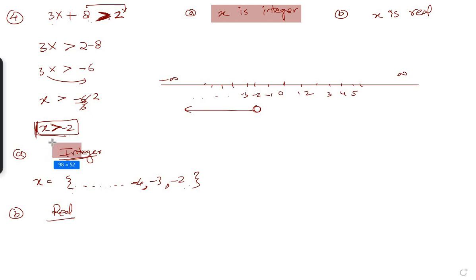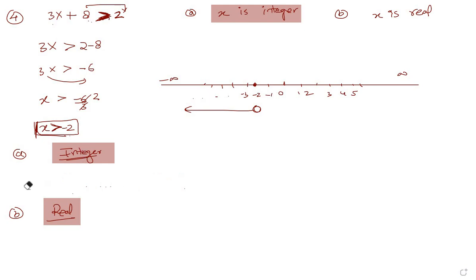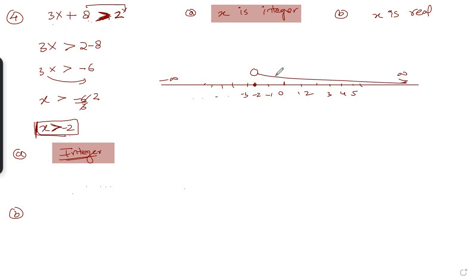B part, they are asking real. Here they were asking integer, now only real numbers. So real, what we will do? More than minus 2. I am sorry guys, I'm really sorry. Let me correct: more than minus 2 instead of less than minus 2. Remember, we need more than minus 2. So more than minus 2 will be this side, not left side, right hand side.